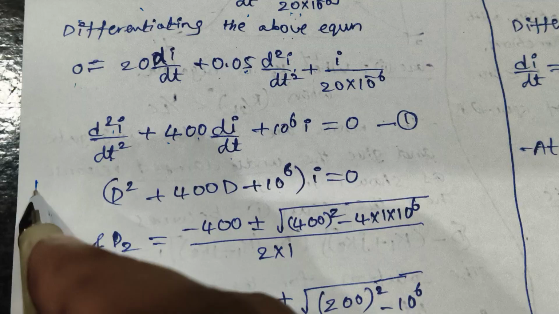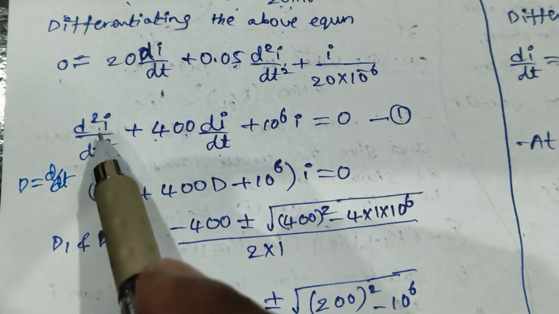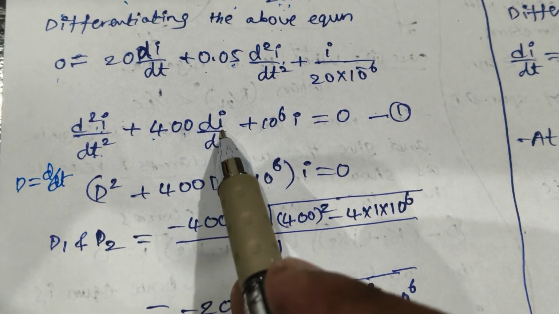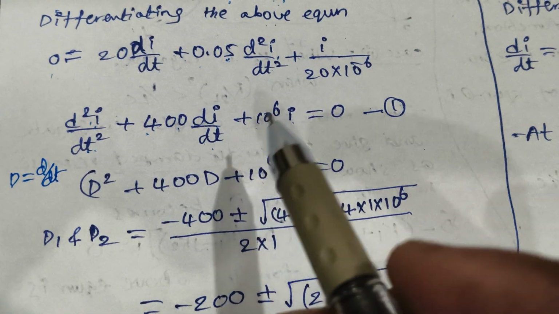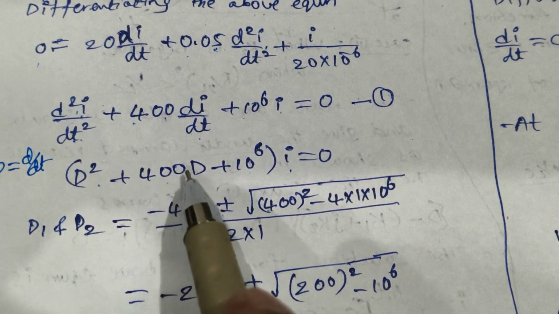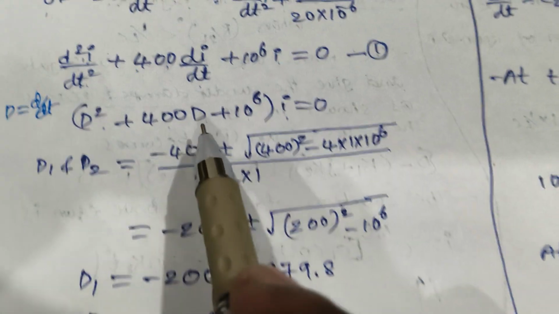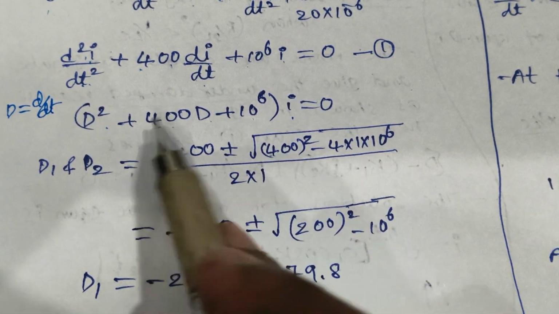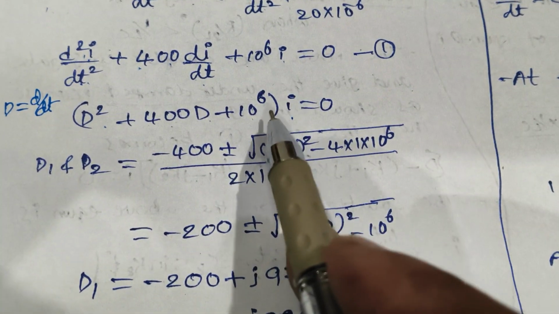I'll assume D is equal to d/dt, so that I can write D² into I plus 400 into D into I plus 10^6 into I. Taking I common, D² plus 400 D plus 10^6 into I is equal to 0. To find the roots of this characteristic equation, D² plus 400 D plus 10^6 is equal to 0, which is called the characteristic equation.